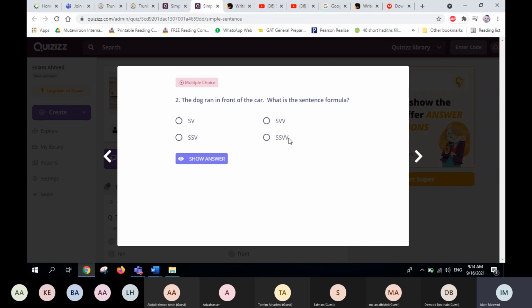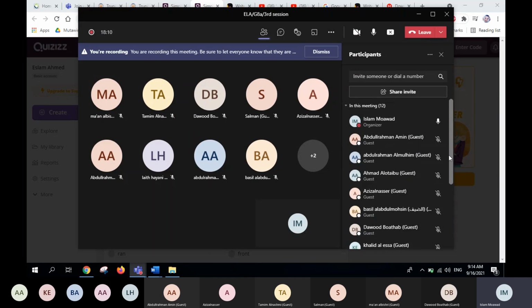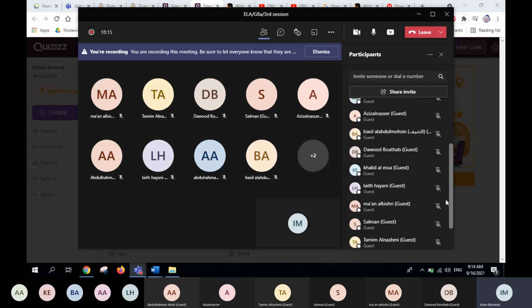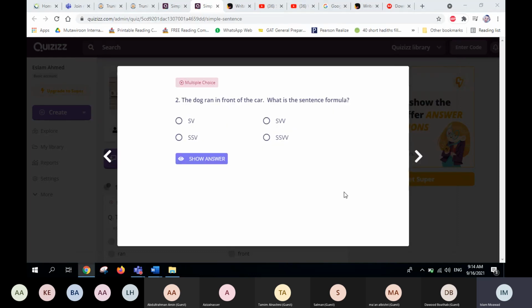Let's give it to someone else. Where's Ahmed? Ahmed Al-Atibi? Yes, mister. Can you hear me? Yeah, can you answer number 2? What's the formula in that sentence? Okay, the subject is dog. Yeah, it's subject and verb. So we have the dog and the verb ran. So one subject, the dog, and one verb, ran. So the answer is SV, subject and verb.